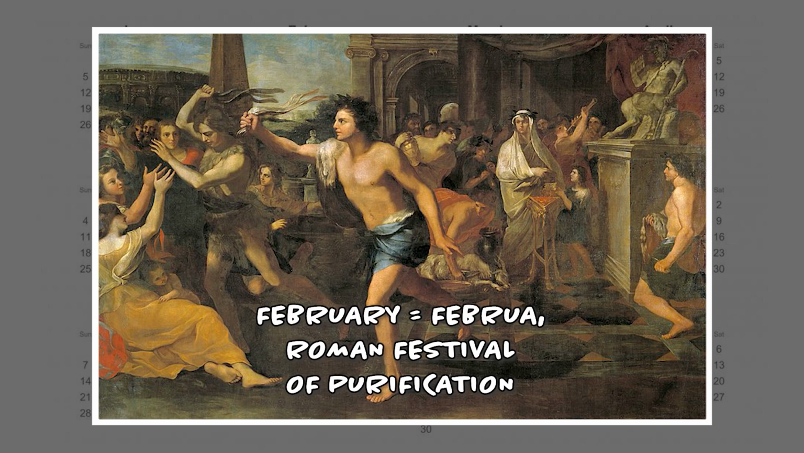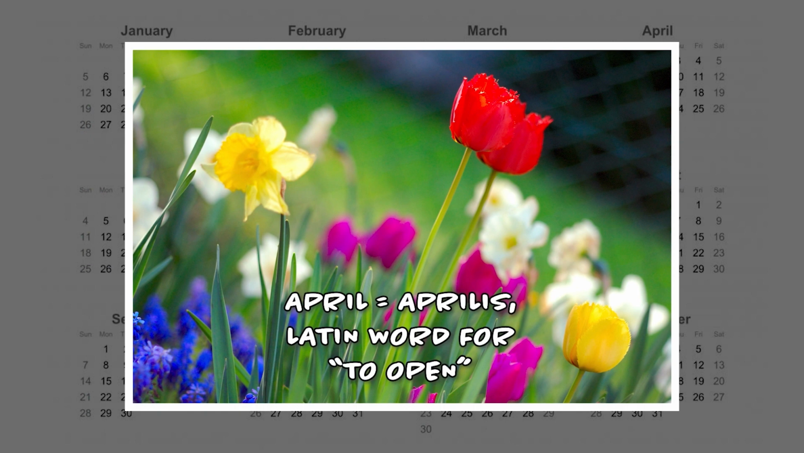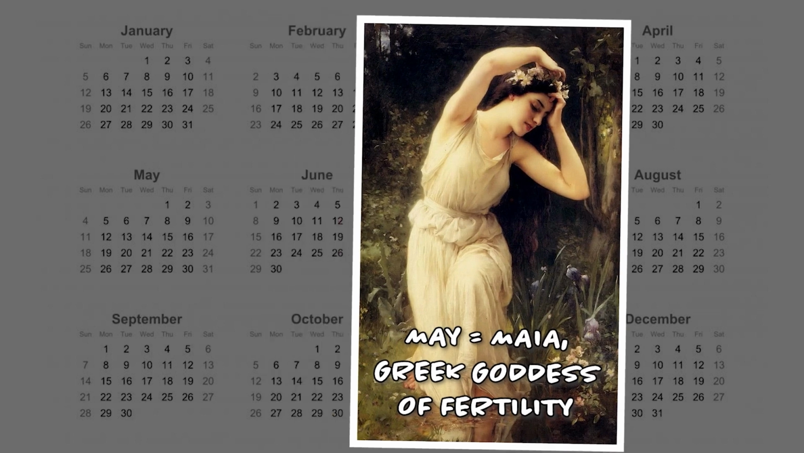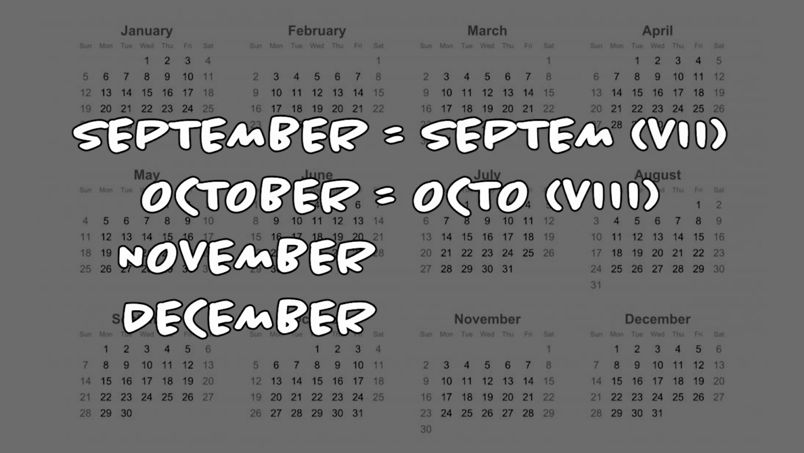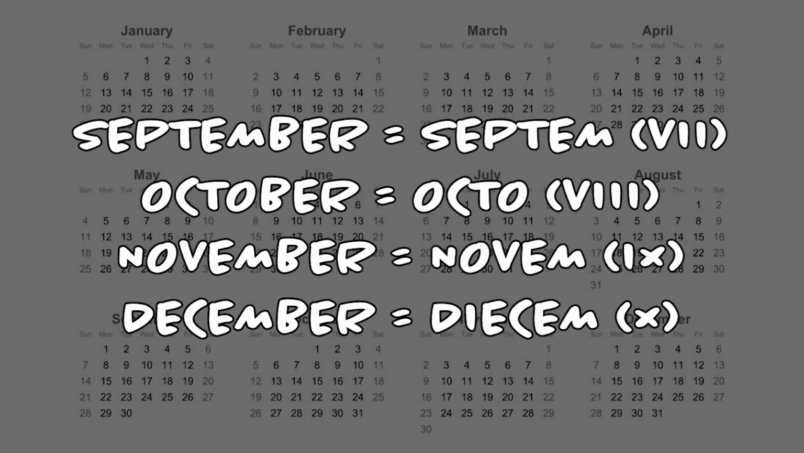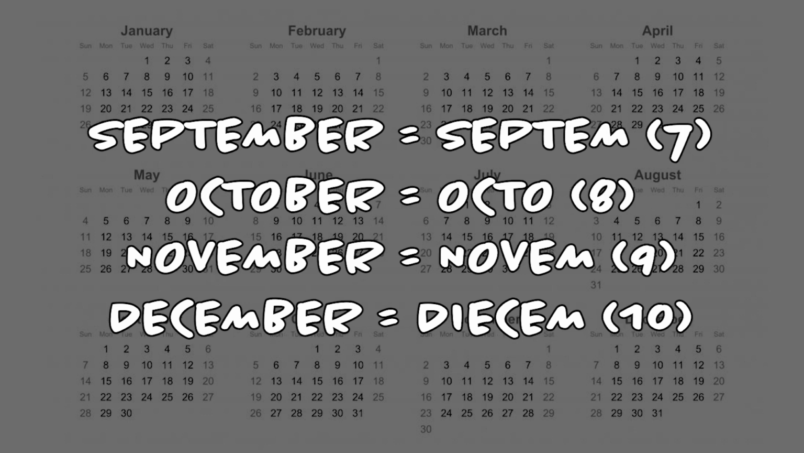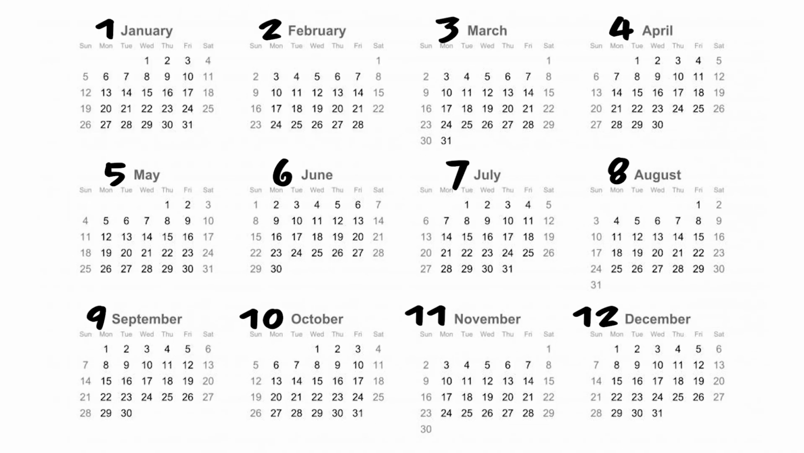February is named after Februa, the Roman festival of purification. March is named for Mars, and April is based on the Latin word for to open. May is actually based on a Greek god, Maya. Then you've got Juno, Julius, and Augustus. And September, October, November, and December are all named after the Roman numbers septem, octo, novem, and decem. Exactly, because they used to be the 7th, 8th, 9th, and 10th months, back when there were just 10 months in a year, before the Romans added a few more.